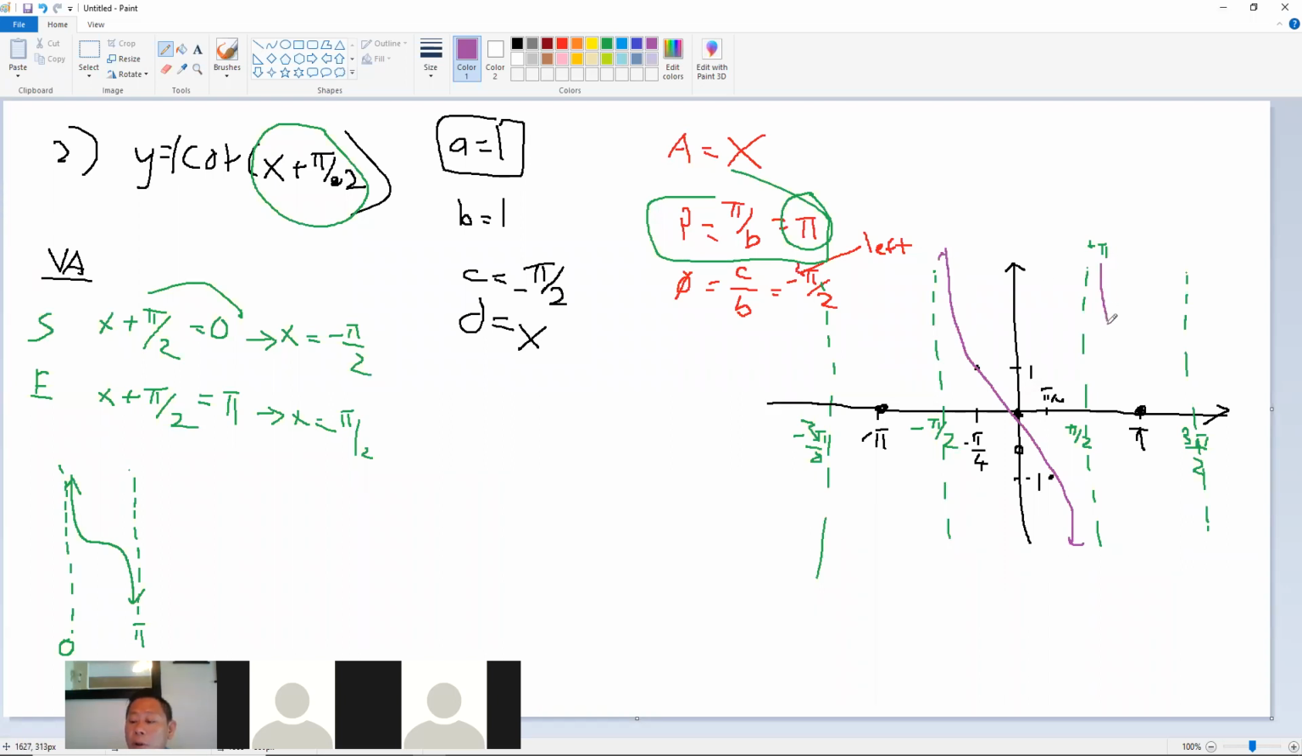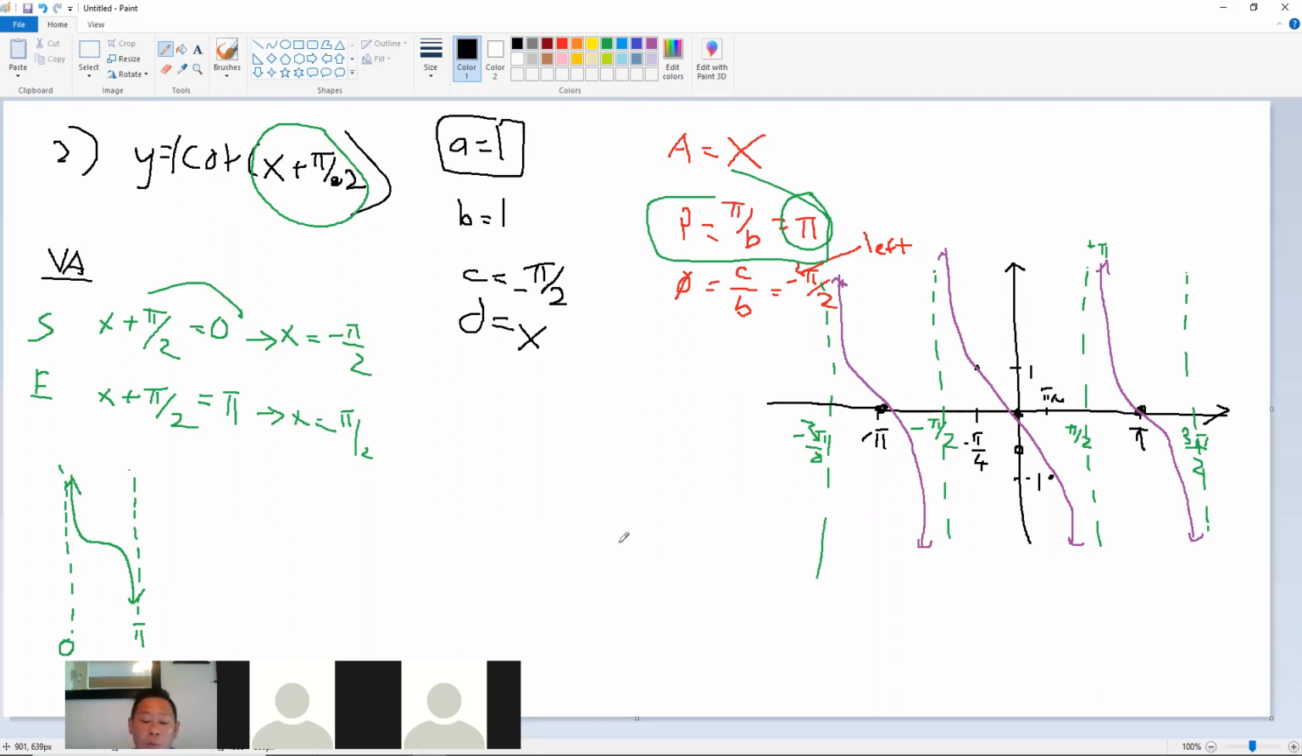And then this one will be following the same. And this one will be following the same. So this is your answer for question 2. You guys all right?